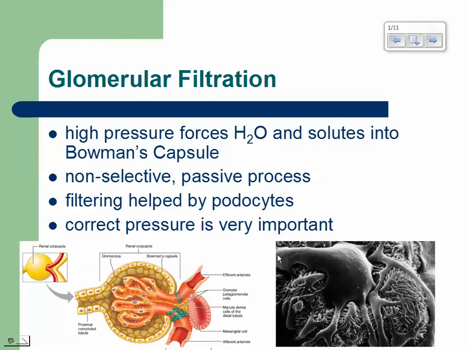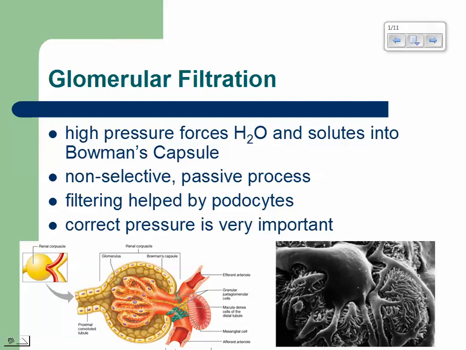Lastly, having the correct pressure is very important. When pressure gets too high for some reason, there's a blockage or somebody has constantly very high blood pressure, that's going to be a problem because things are going to be forced out, things that shouldn't, and we'll start to see differences in the urine content. Secondly, if the pressure is too low, if your blood pressure is dropped way too low, there's not enough pressure to force things out, and things won't get filtered properly out of the blood. So keeping that correct pressure so that the right things get forced out into the urine is very important.